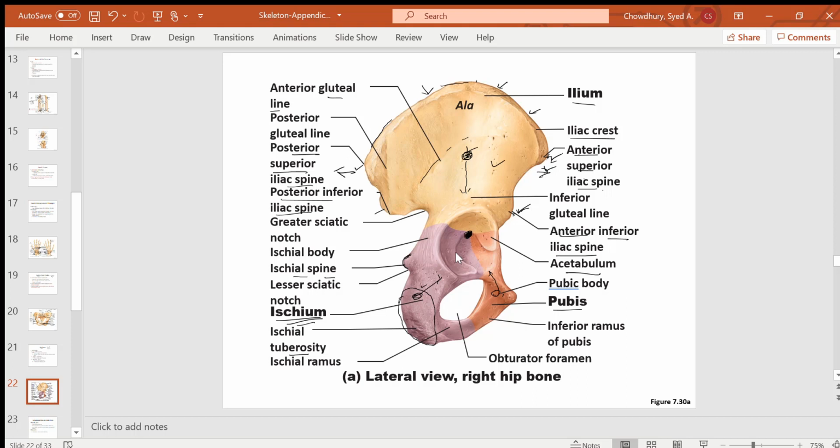Now there are two notches. One is above the spine and another is below the spine. You see this big notch here. This is called the greater sciatic notch, which is above the spine. And below the spine, this small notch is called the lesser sciatic notch. So both are sciatic notches. The upper one is bigger, that's why it's called the greater. The lower one is smaller, that's why it is called the lesser sciatic notch. The sciatic nerve, the largest nerve of the body, passes through the sciatic notch.